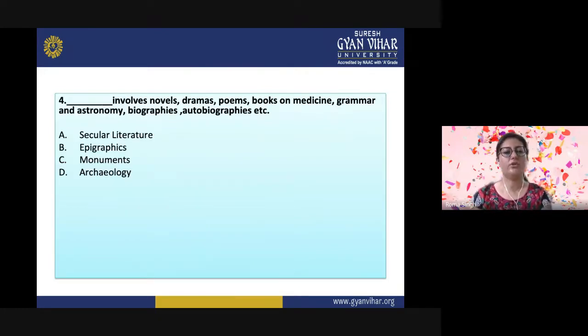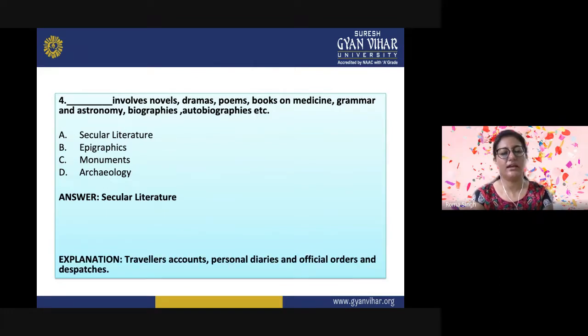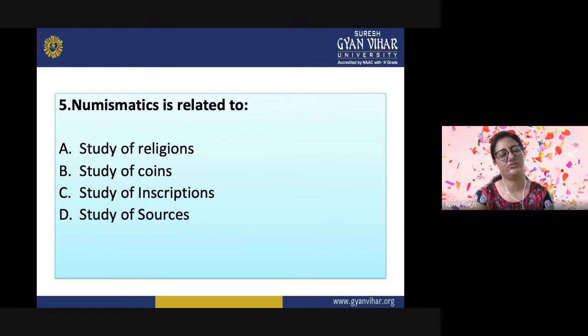Then the question 4 is dash involves novels, dramas, poems, books on medicine, grammar, astronomy, biographies, autobiographies, etc. So what kind of literature is this? The options are secular literature, epigraphics, monuments, or archaeology. So the correct answer is secular literature, because it is not based on any particular religion. And many kinds of travelers' accounts, personal diaries, and official orders, dispatches are also included in secular literature.